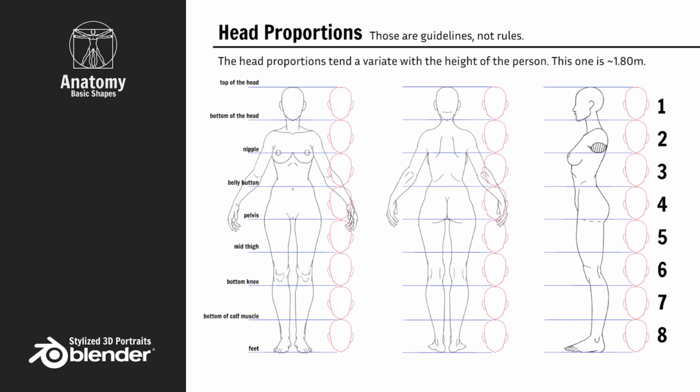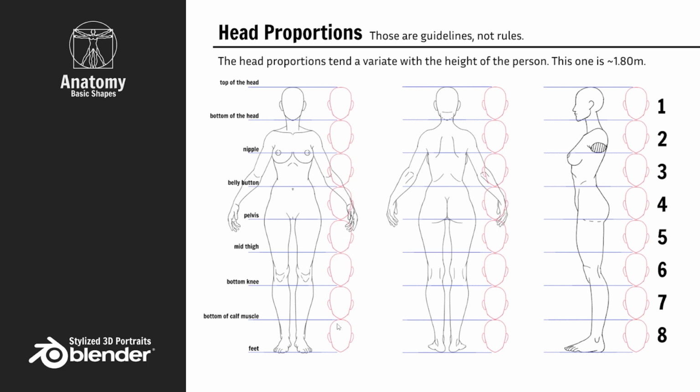The average height for the head proportion is 8 heads. It's the easy way to set the proportions, but it depends on the person's height. Let's stick with 8 for now. From the top to bottom, the first head is the head. Crazy, right? The second one ends on the nipples. The third one is the belly button. The fourth ends on the pelvis. The next one ends on the mid-thigh, bottom of the knee, end of the calf muscle, and the end of the body, the feet.